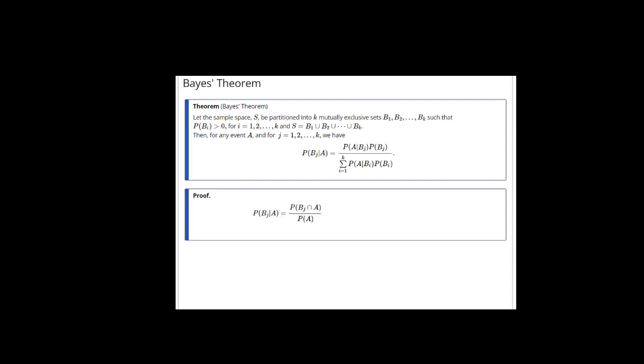So the proof proceeds, first, by defining the conditional probability as the probability of Bj intersect A divided by the probability of A, then expanding the denominator into a sum of the probabilities of mutually exclusive pieces, and then using the product rule in the numerator. Finally, in the last step, using the product rule again in the denominator to give us the sum of the probability of A given Bi times the probability of Bi. This is Bayes' rule.